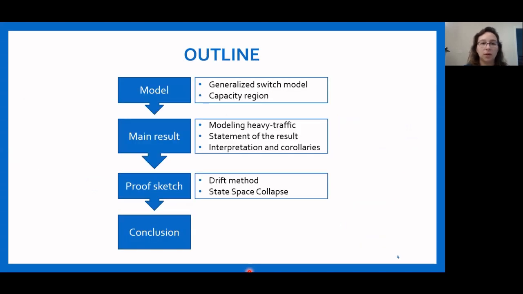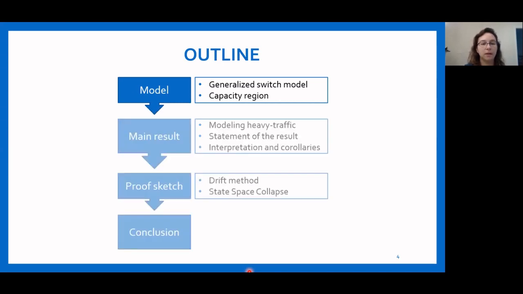So the outline for the rest of this talk is as follows. First, I'll present the generalized switch model, and I will show you what's the capacity region. Then I will jump into the main result. I will first define what is heavy traffic. I will present the statement and some examples that will help us interpret the result. And at the end, I will present a proof sketch and then conclusions. So let's start with the model.